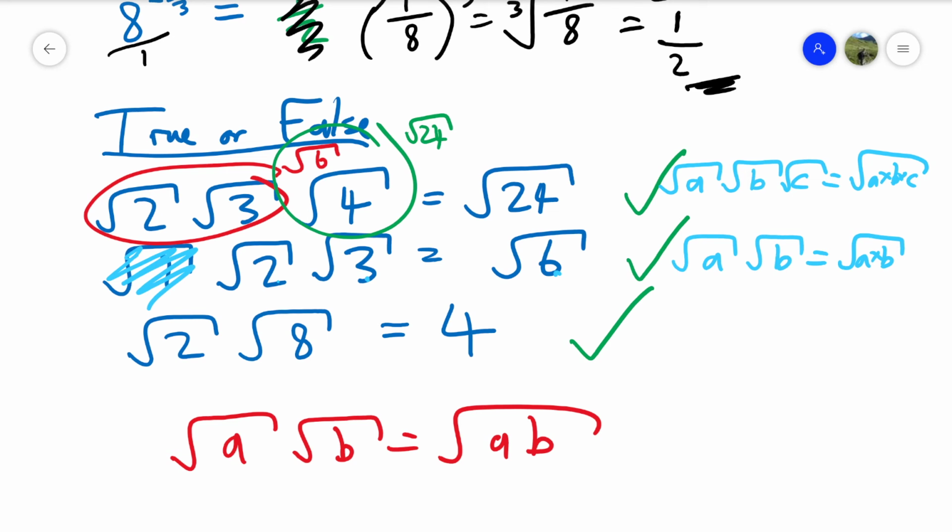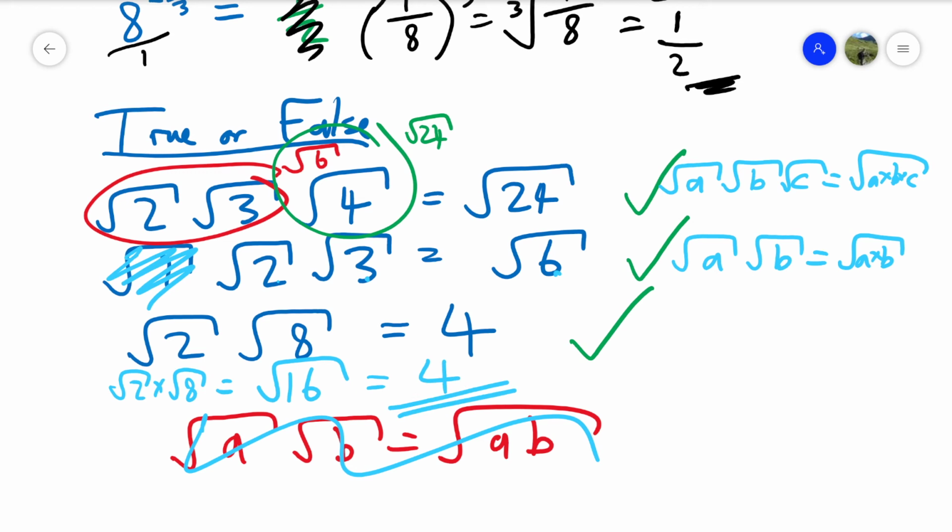Then this final one, let's just get rid of this. What's the square root of 2 times the square root of 8? Well, that's the square root of 16, because 2 times 8 is 16. And the square root of 16 is 4. There we go.